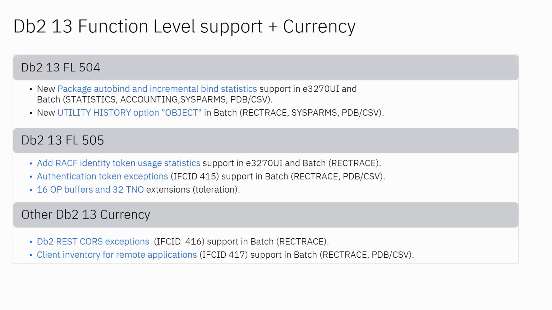As I mentioned earlier, there are 2 function level releases per year for Db2 13. So we've added some capabilities monitoring for the different function levels as listed here. And I mentioned the IFCIDs 415, I think it is, and 416 are security related, and 417 is for remote monitoring of your applications. So next slide, please.